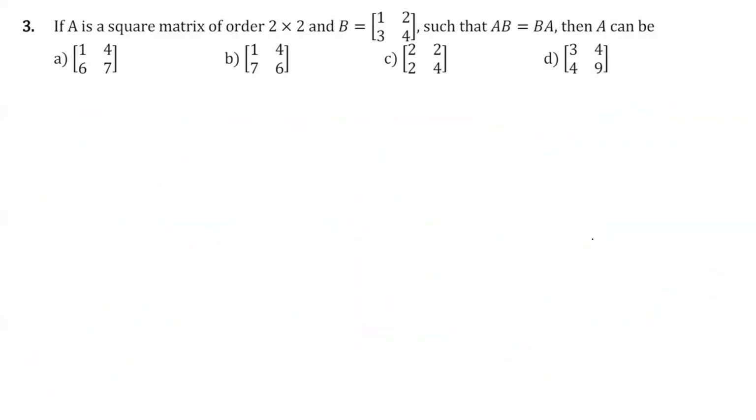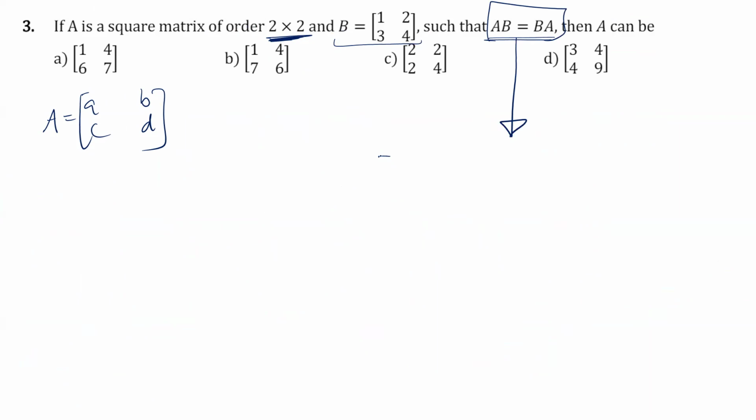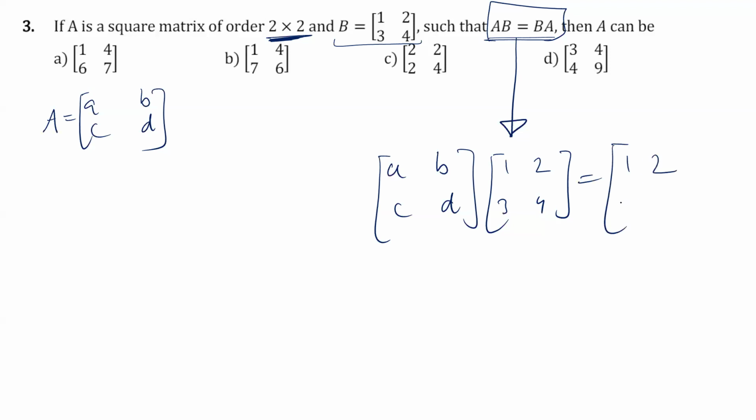Okay. Let us move to next question. Here A is a square matrix of order 2 by 2. B is such that AB equals BA. So you can assume A has to be, let's say, A, B, C, D. Okay. And you will get, through this equation, 4 equations basically. So AB, if A is A, B, C, D, and B is 1, 2, 3, 4. BA means 1, 2, 3, 4, and again A, B, C, D. Okay, so this will come out to be A plus 3B and 2A plus 4B.